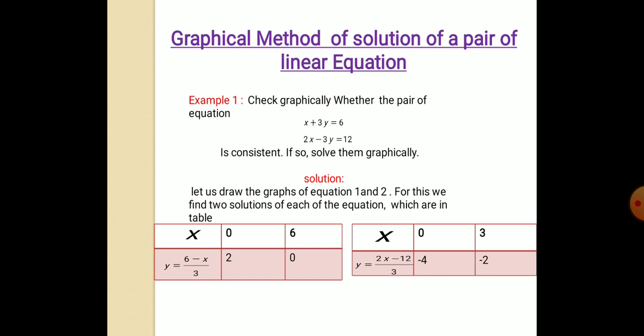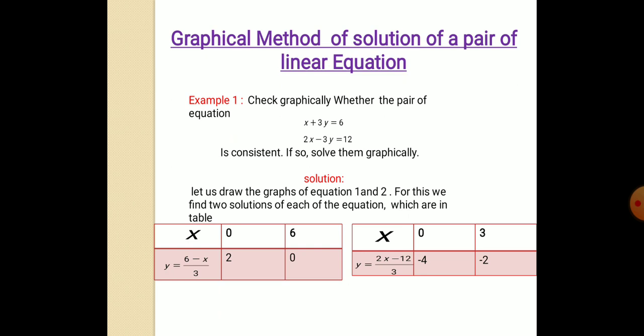Graphical method of solution of a pair of linear equations. Example 1. Check graphically whether the pair of equations x plus 3y equal to 6 and 2x minus 3y equal to 12 is consistent. If so, solve them graphically. Solution: let us draw the graph of equations 1 and 2.